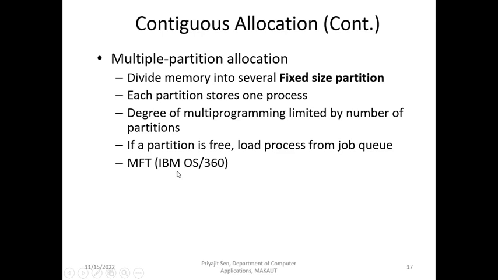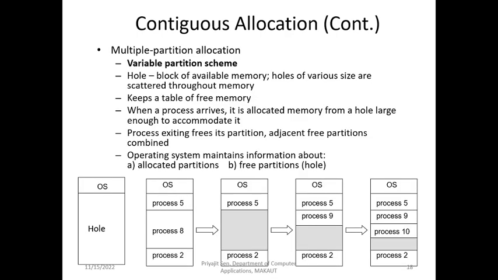This example is shown here to tell about multi-partition, or multiple partition allocation. That is shown here, how multiple partition allocation works. There is only one operating system and one particular space here. There is space for 3 processes, and there is space also for another 3 processes.